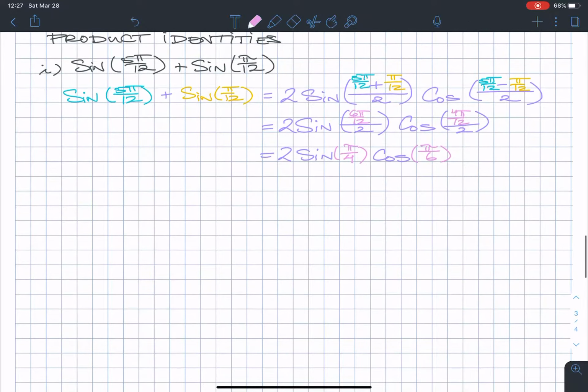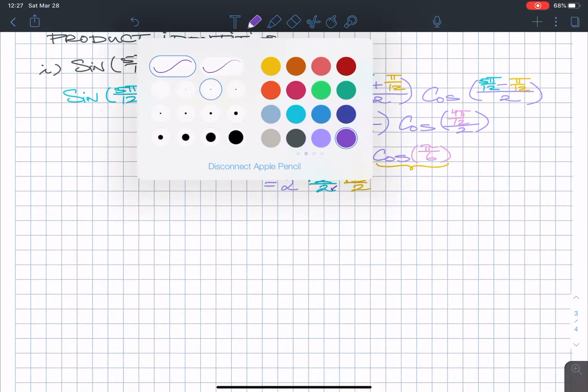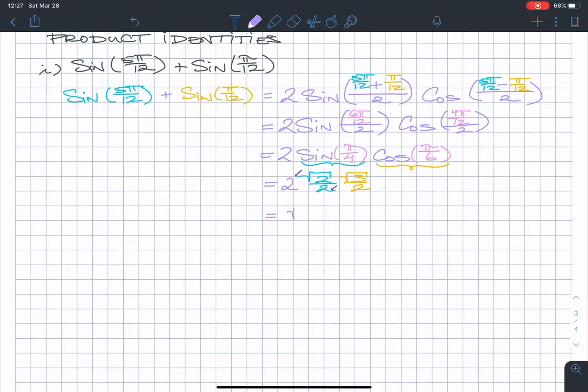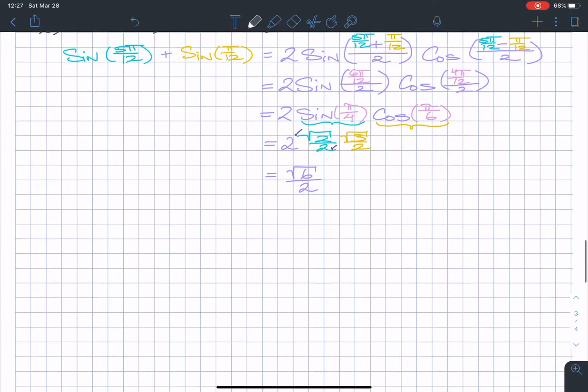So what do we have then? We have 2 times, well, sine of pi over 4 is root 2 over 2. And cosine of pi over 6 is going to be root 3 over 2. So one of the 2's reduces, but what we're left with is root 6 all over 2 when all is said and done. Okay, so let's do one more for good measure.